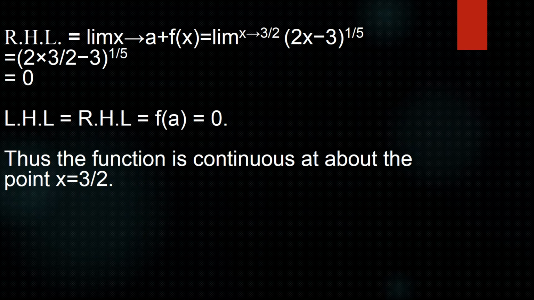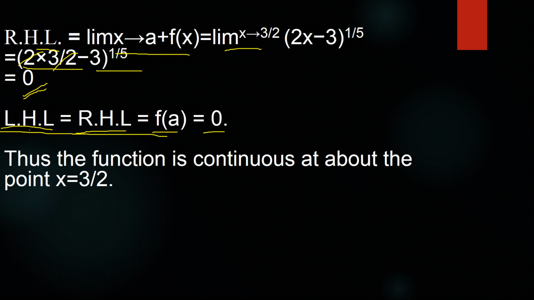RHL is equal to limit x tends to a plus of f x, equals limit x tends to 3 by 2 of (2x minus 3) power 1 by 5, equals (2 into 3 by 2 minus 3) power 1 by 5. When we solve it, we get 3 minus 3 equals 0 power 1 by 5, which is 0 itself. So here we conclude that the left hand limit is equal to the right hand limit, equal to the function value itself, and all three terms are equal to 0. Hence the function is continuous at the point x equals to 3 by 2.